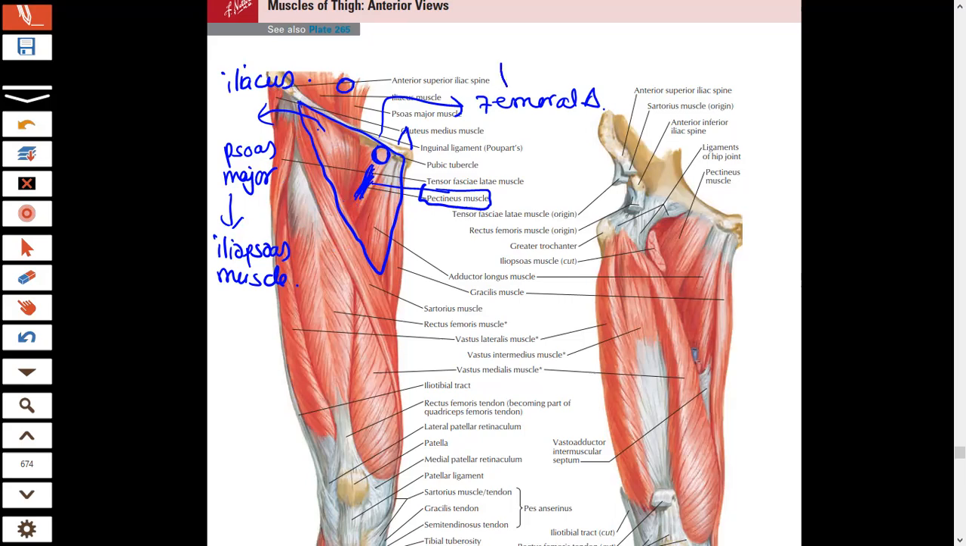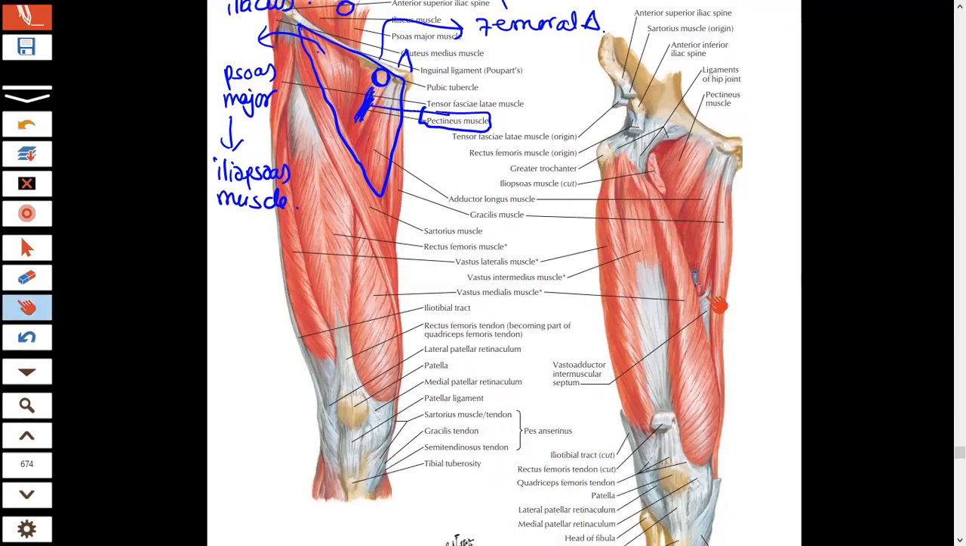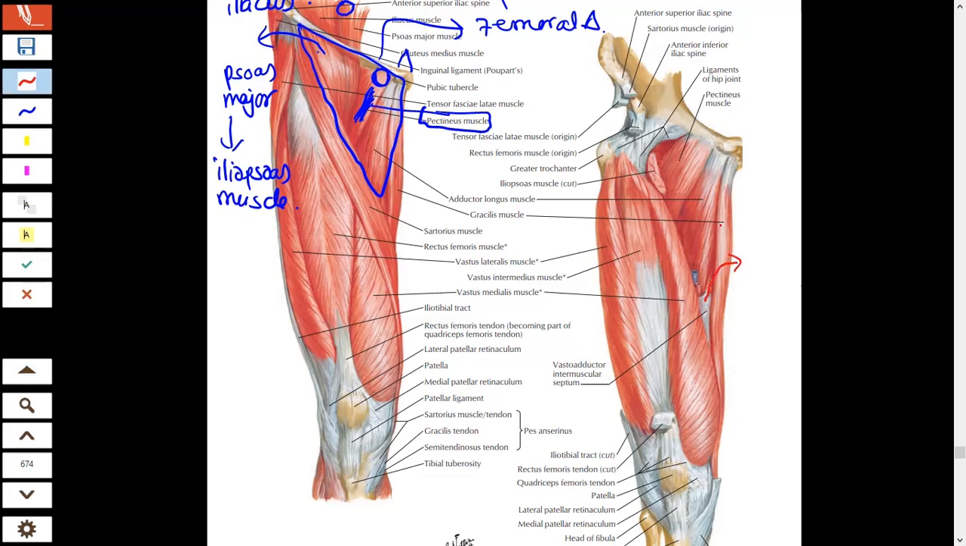And what are the contents of femoral triangle? Femoral artery, femoral vein, and femoral nerve. Clear to everyone? Now this femoral triangle, see here everyone, it is now opening into this canal. This canal is known as what? This is known as adductor canal. This one. So this is your adductor canal. Okay? Adductor canal. So adductor canal is what?